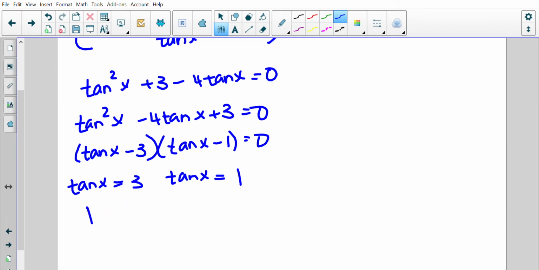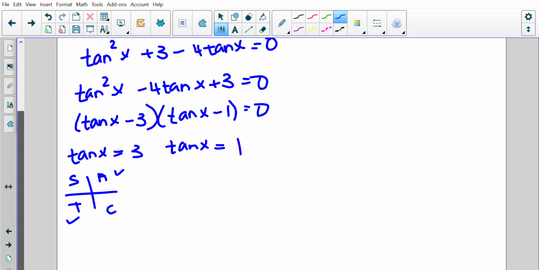So 3 is a positive ratio, so if we do a smart trig class, we know we're in quads 1 and 3. And now I'm going to use my calculator to inverse tan 3, because that's not a recognizable ratio for me. So second inverse tan of 3 in quad 1 should give me 1.249.